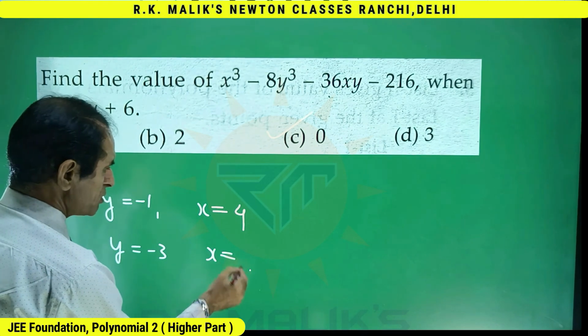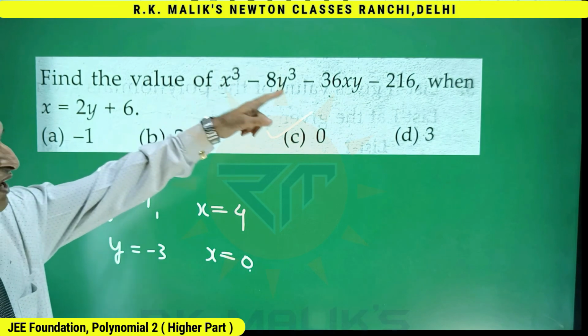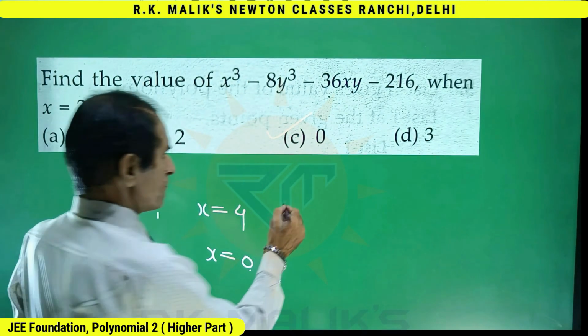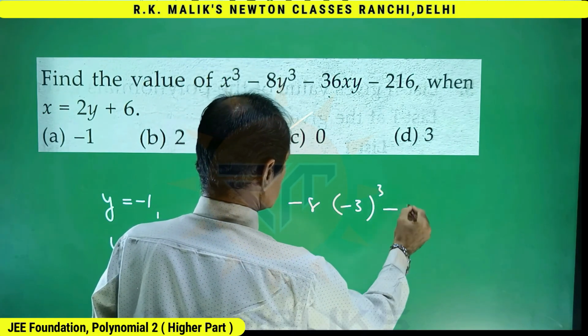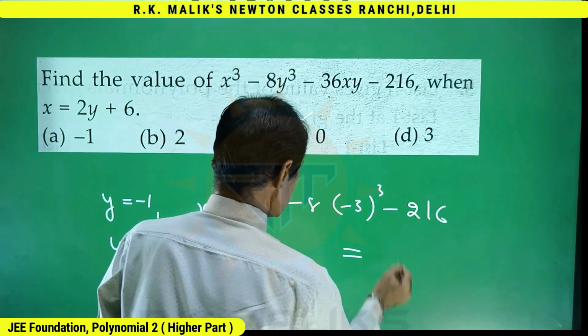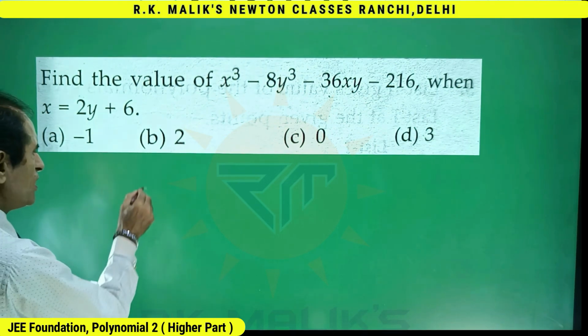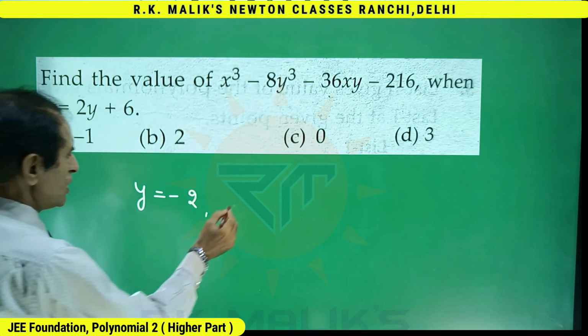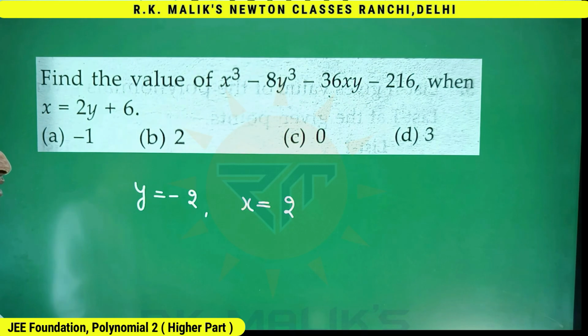Then x will become 0. In that case, put the value of x and y. You will get minus 8 into minus 3 cube minus 216. It is again 0. So far you must have understood. Just for more clarity, I am telling you, even if you had taken say y equal to minus 2 and then x equal to 2, even then you would have got the same answer. You can check it yourself.